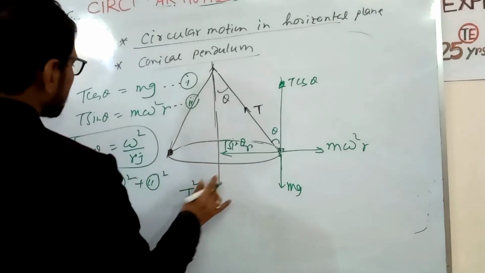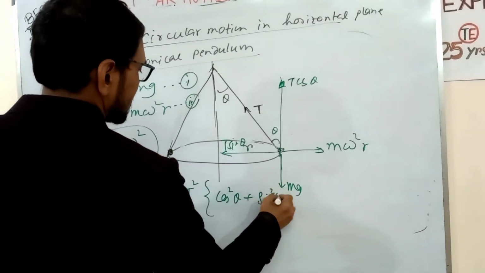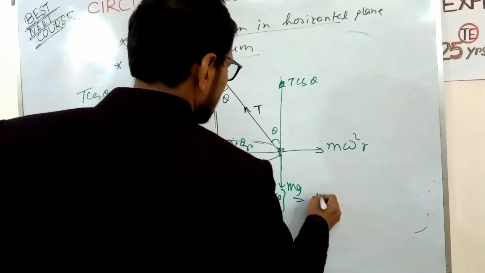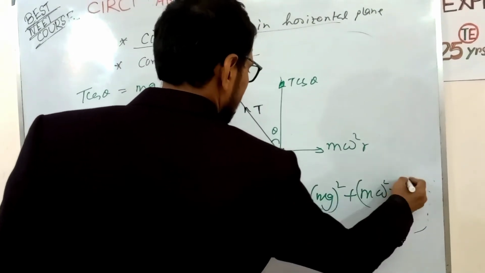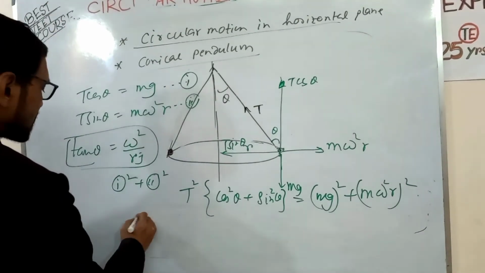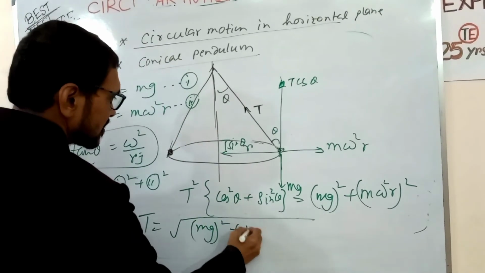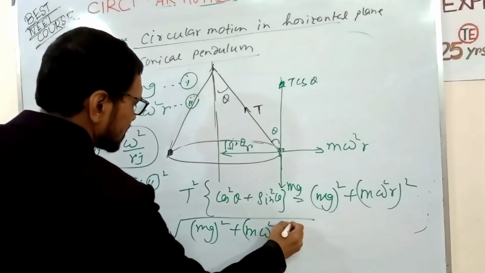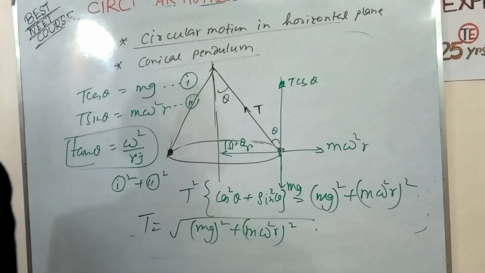So t square equal to this, so t equal to this. Now tension equal to this and tan theta equal to this. So these are the different equations in a conical pendulum.